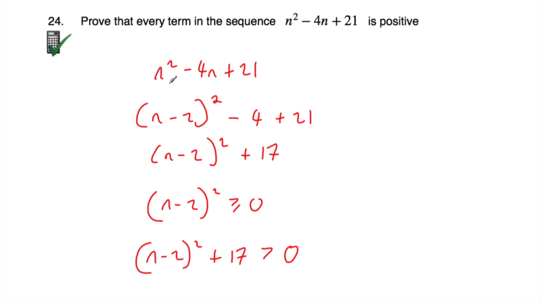And that's it. So we've shown it. We've shown that if we started off with n squared minus 4n plus 21, we can write it in another form by doing completing the square, and we get (n minus 2) squared plus 17. The (n minus 2) squared bit can only be 0 or positive, so we've written (n minus 2) squared is bigger than or equal to 0. And then if we add 17 to it, that will have to be positive. So that means that every term in the sequence will have to be positive.